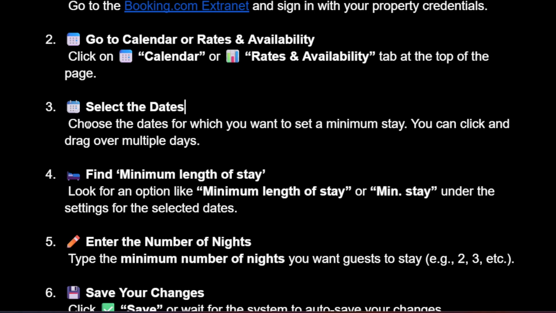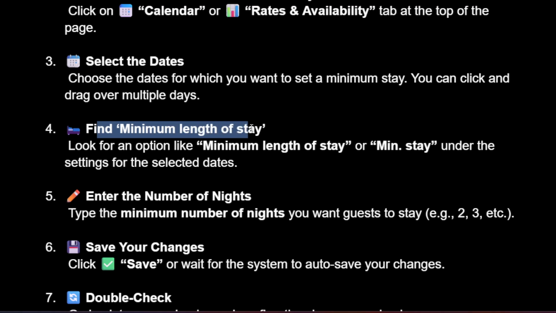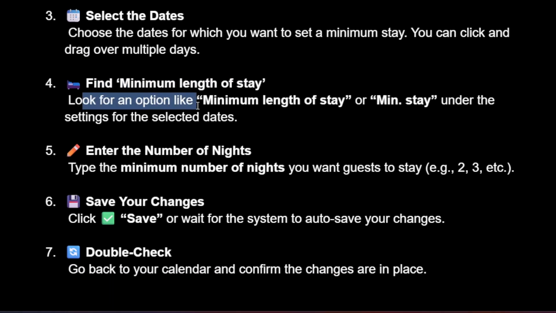You will then select the dates. You want to choose the dates for which you want to set a minimum stay. You can click and drag over multiple days. Find minimum length of stay. You will look for an option like minimum length of stay or minimum stay.